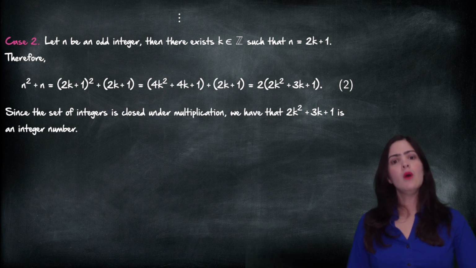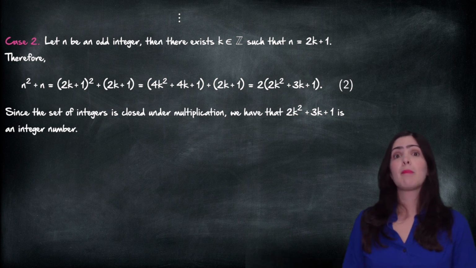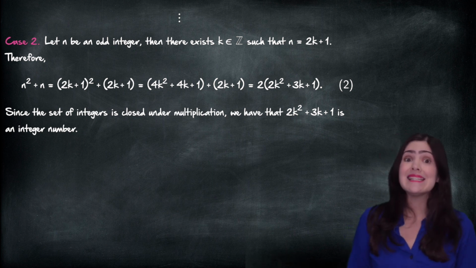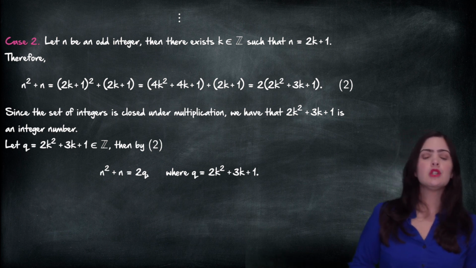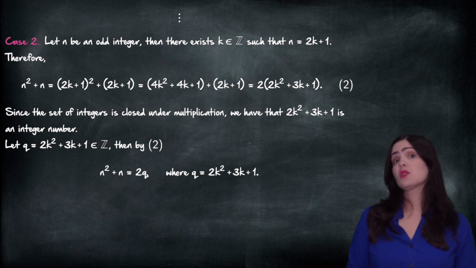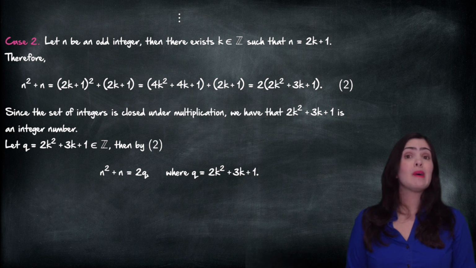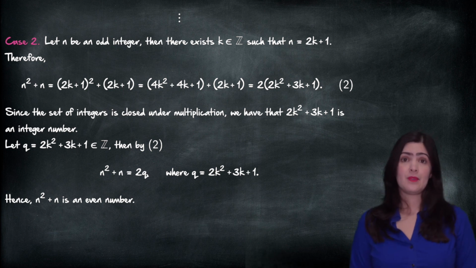But now we know again that the set of integers is closed under addition and multiplication. So 2k squared plus 3k plus 1 is an integer. And if I define q to be 2k squared plus 3k plus 1, this is an integer, and n squared plus n is indeed 2 times q. So by definition of an even number, I know that n squared plus n is even.